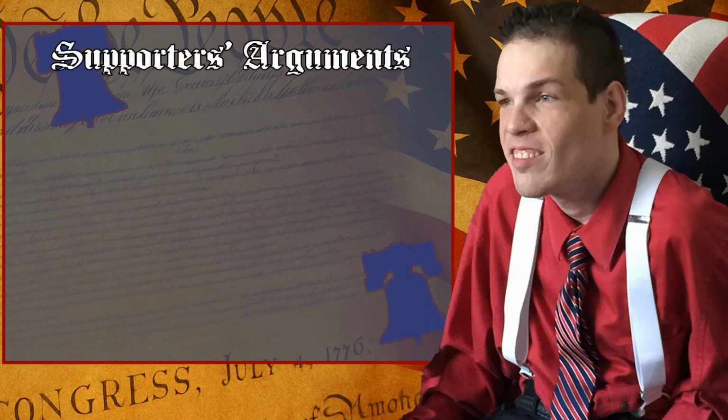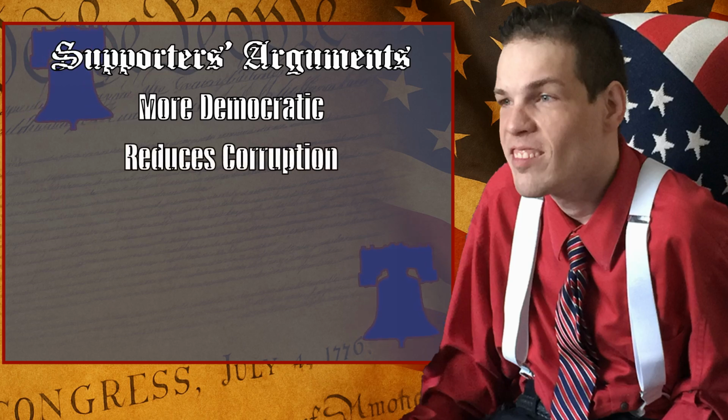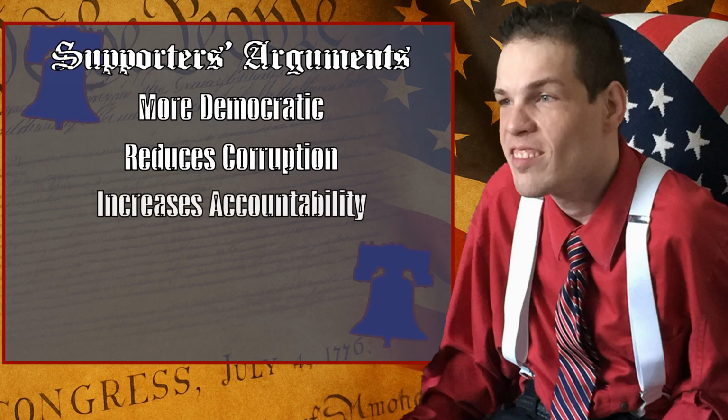Supporters' arguments. More democratic. Advocates saw the direct election of senators as giving people a stronger voice. Reduces corruption. Popular vote was viewed as a way to prevent bribery and backroom deals in state legislatures. Increases accountability. Senators must now answer directly to voters, not just state lawmakers.